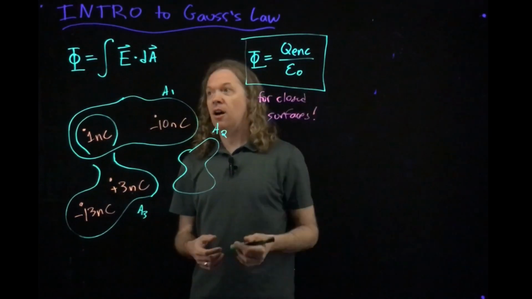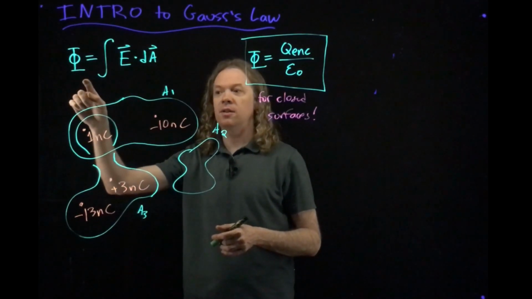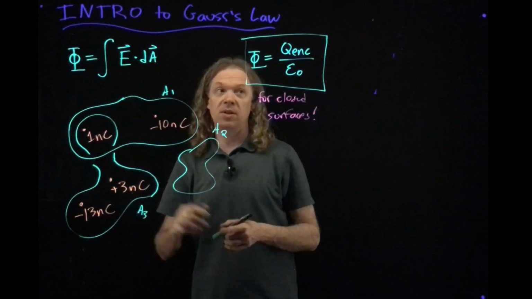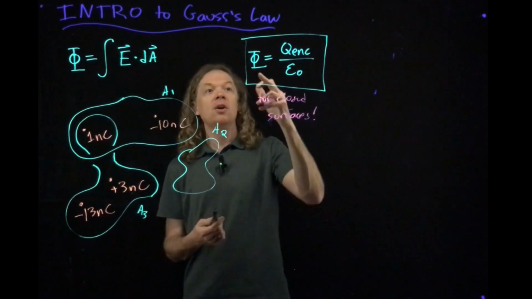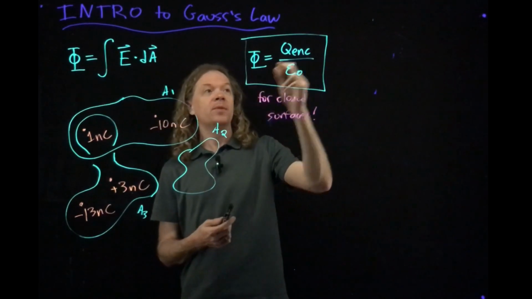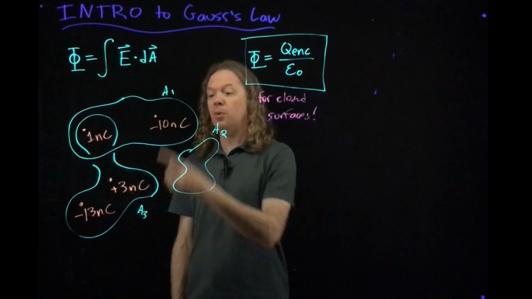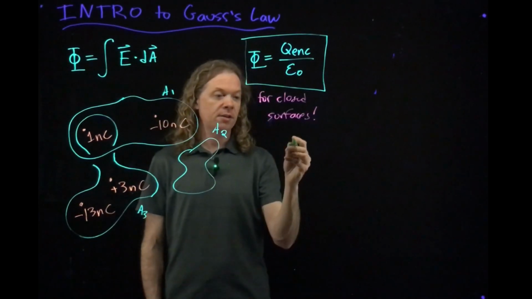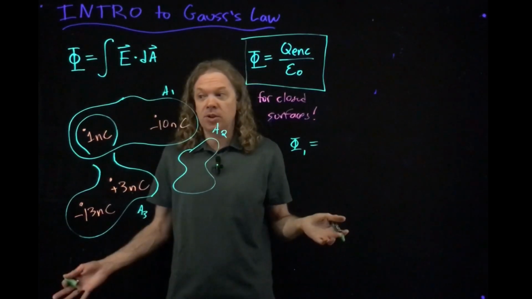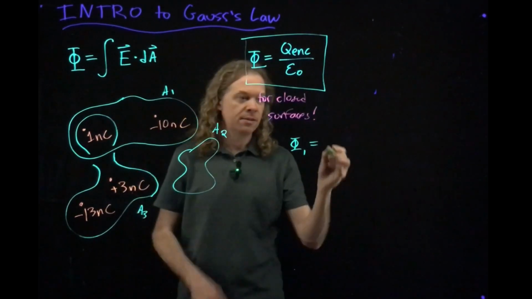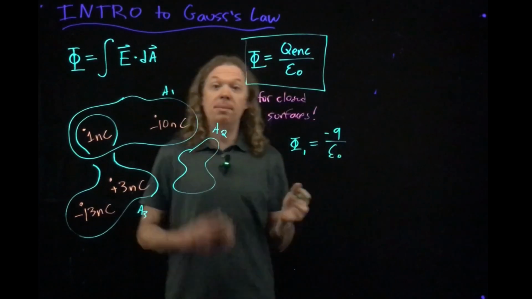Now, it would be crazy to try to figure out the flux of the electric field through these surfaces directly. But using Gauss's law, it becomes the easiest thing we can imagine. Whatever surface we're looking at, we just take the total charge enclosed and divide it by a constant. So if I want to figure out the flux through A1, I add up the charge, 1 minus 10, divided by epsilon naught.